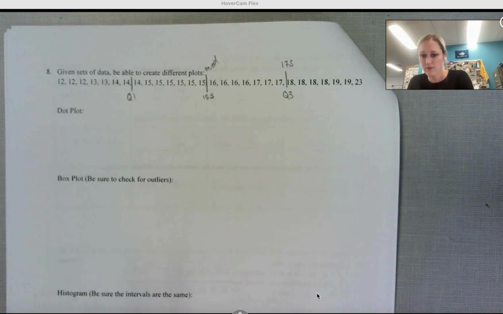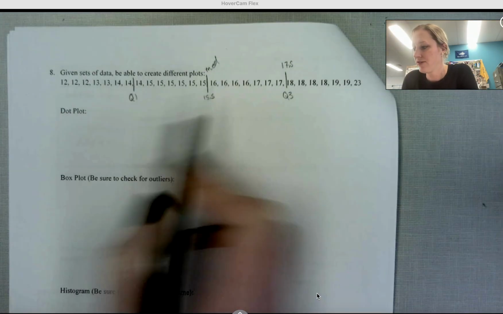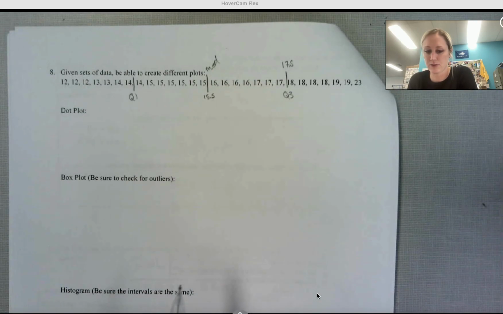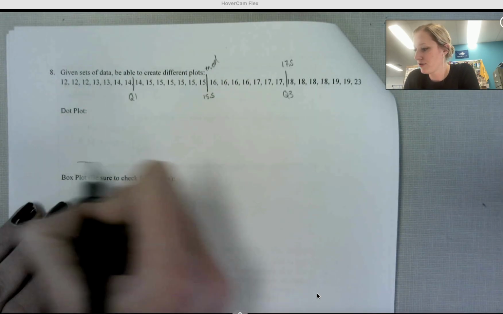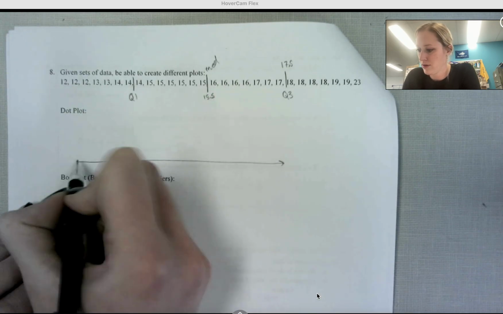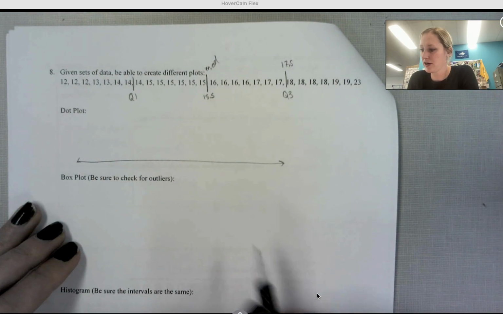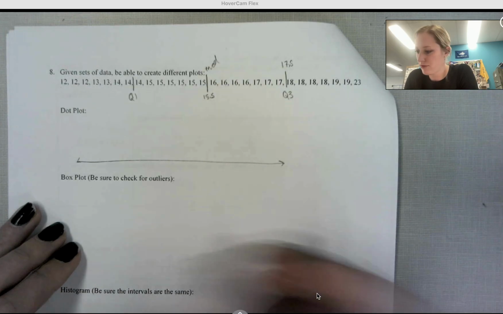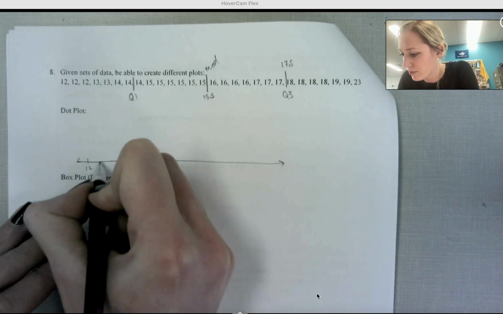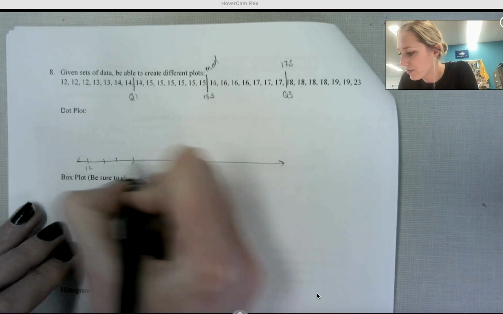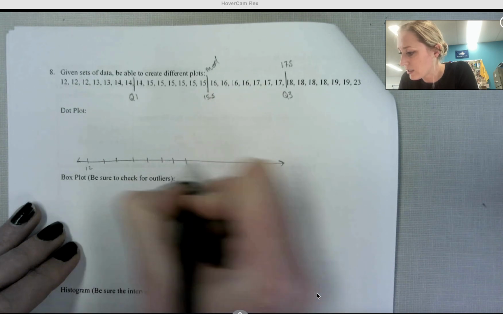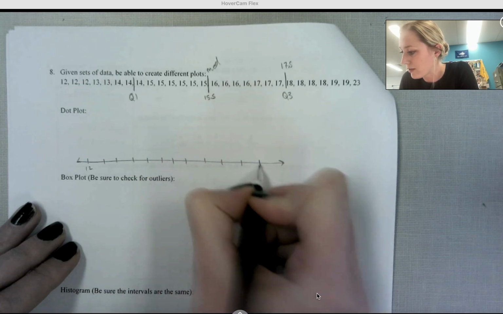For a dot plot, these are really just going to be helpful for my box and whisker plot, but we are going to add my dot plot in here. I go from 12 to 23, so I just need to put a spot for each: 13, 14, 15, 16, 17, 18, 19, 20, 21, 22, 23.